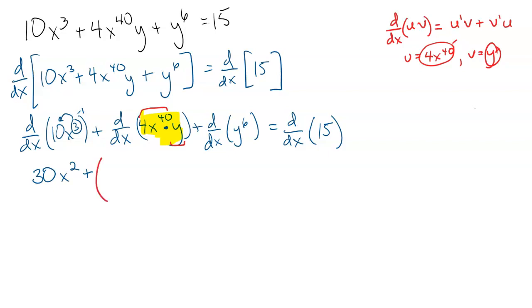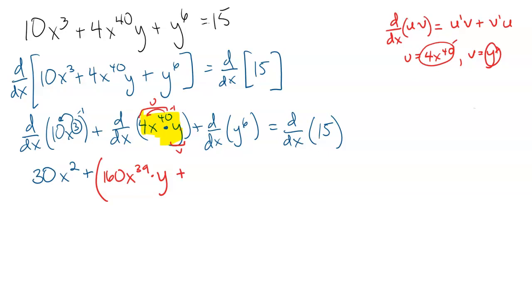So here, I'm going to find u prime v first. So I'm going to take the derivative of u. So this would be 40 times the 4, which is 160, x to the, when we subtract 1, we get 39. And then we have the y still here, because that's our v. So we have our u prime and our v. And then we have plus v prime and u.